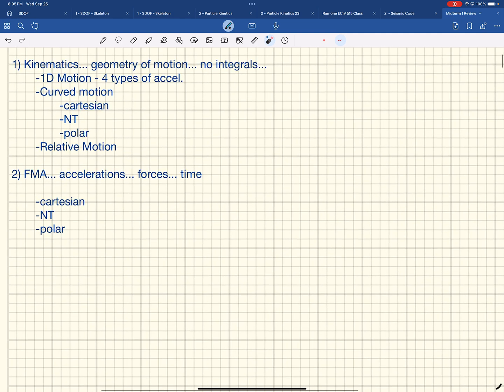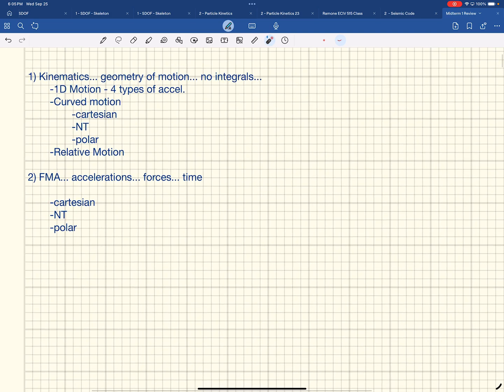Then in force, mass, acceleration, there'll be some discussion about accelerations, forces, times. We did this in Cartesian, normal, tangent, and polar coordinates, and we applied those. They all have the same methodology: drawing a free body diagram, writing down our equations of motion, doing kinematics as required, and solving. If you just stick to that plan, it will lead you to the right answer every time. And if it doesn't, it'll get you pretty close, okay?